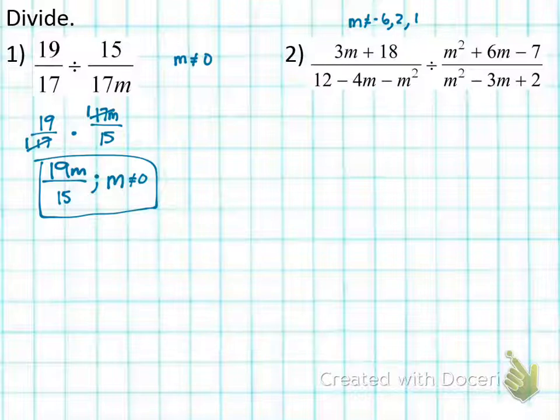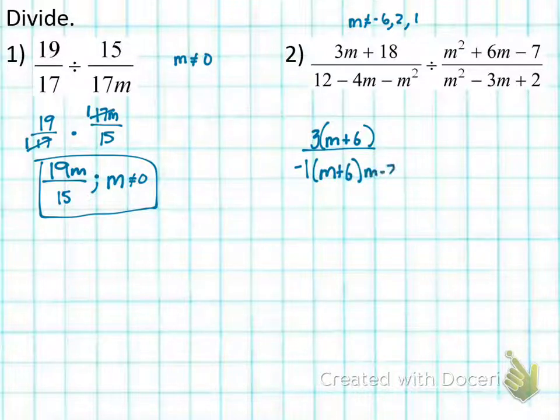First I'm going to take the second fraction and flip it. But while I do that, I'm going to factor stuff out as I go. So we're going to factor out 3. So it's going to be m plus 6 over, our denominator we said was negative 1 times, earlier we said, what was it, m plus 6 times m minus 2. That's the factored form of the first denominator.